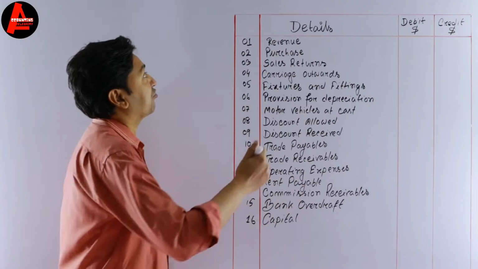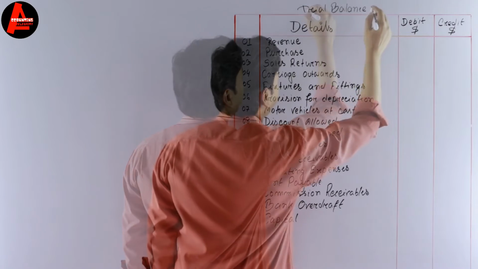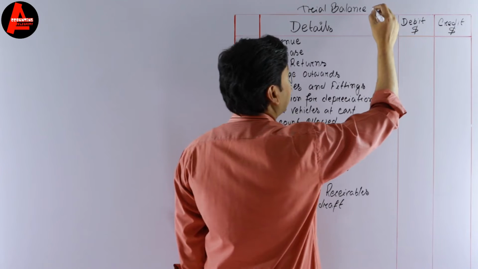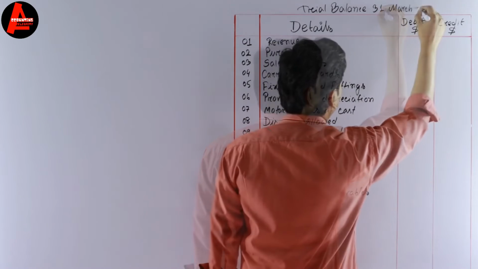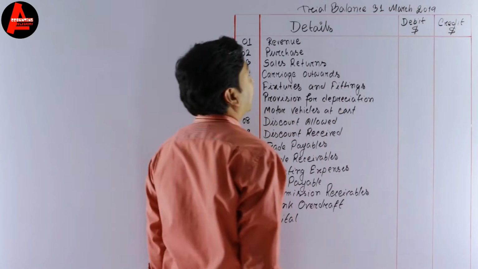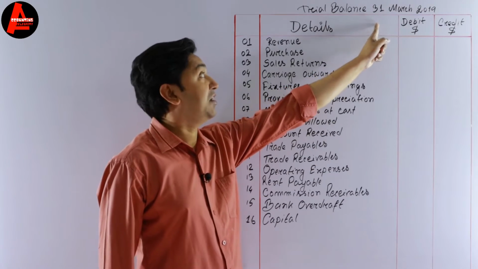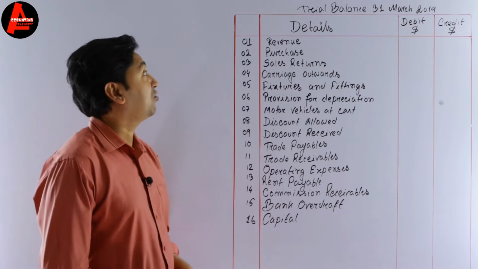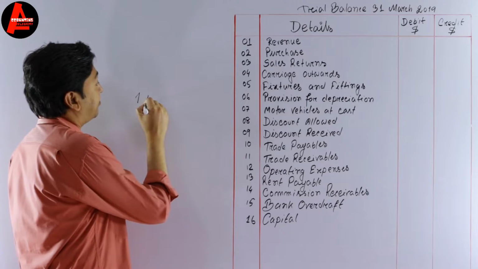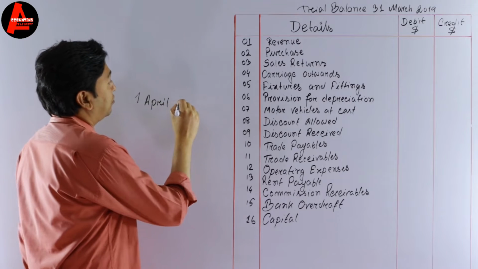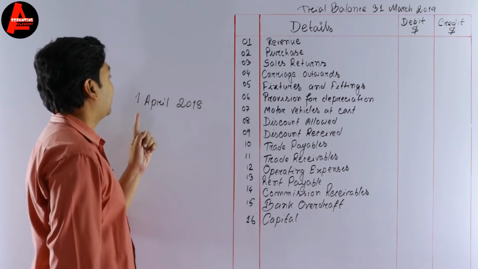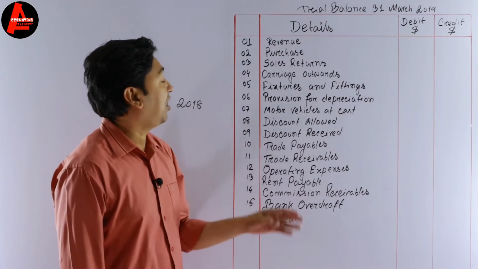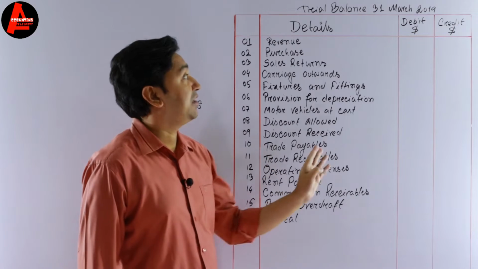So let us write here trial balance, and we'll prepare this trial balance for the year ended 31st March 2019. So this is the closing year, the end of the year is 31st March 2019. So what is the start of the business? Means the start of the accounting period. It will be 1st April 2018. So this time the business started and this time it ended. Now we'll record the value of these items here in the debit and credit column.